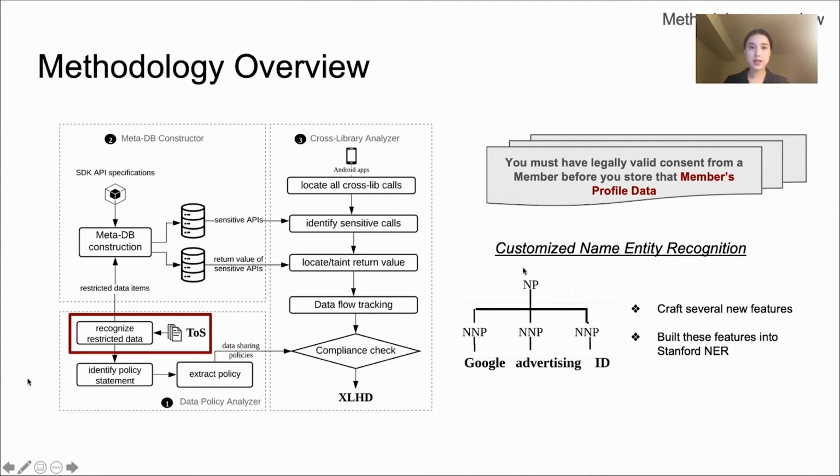In our study, we observed that the restricted data is often characterized by a long noun phrase, like Google advertising ID, covered by single or multiple noun phrases in the constituency tree. Hence, we crafted several features based on the constituency parsing tree tags for each word, which include a word tag, its parent tag, the left and right siblings, and the location of the word in the span of the phrase. In this way, we can recognize the restricted data here, members' profile data.